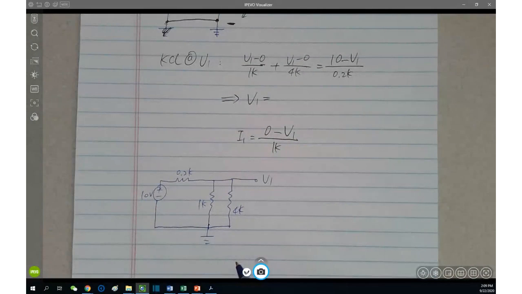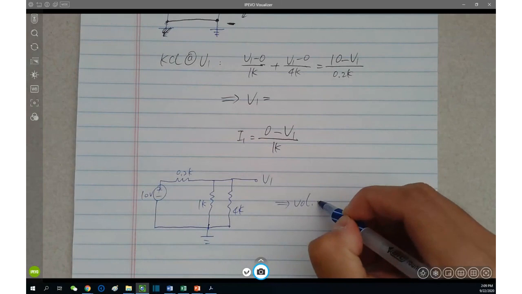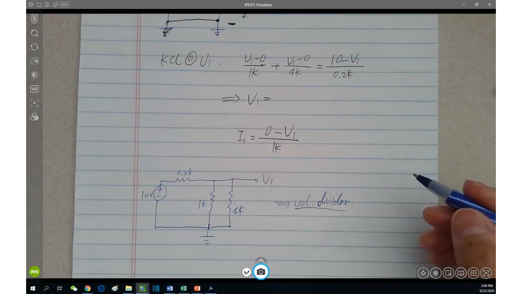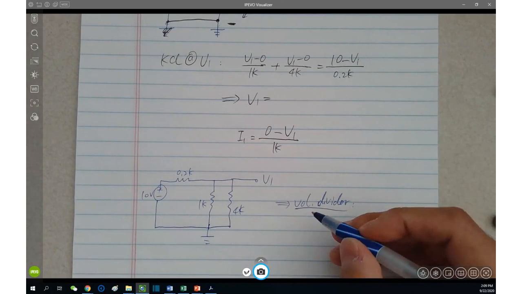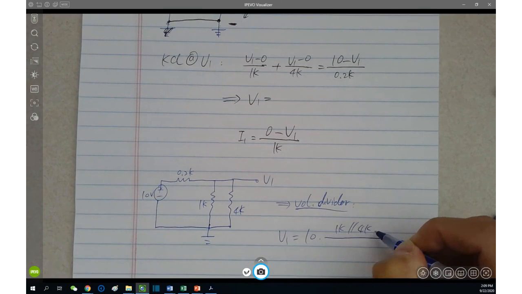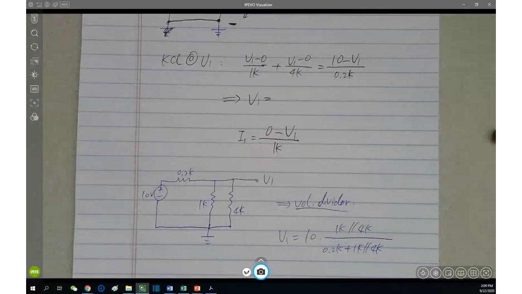From here, you might feel much better, isn't it? And if you're looking for V1, this is what? Voltage divider, right? You can do this as well. Same thing. The voltage divider: V1 equals what? Total V, 10, times numerator 1K parallel with 4K, denominator 0.2K plus 1K parallel with 4K. Does that make sense? Either way, you can end up with the same answer.